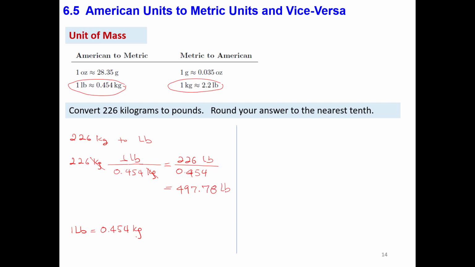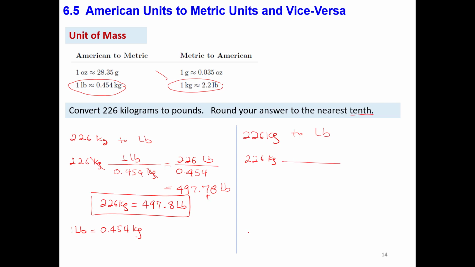497.79 pounds. When we want to round to the nearest tenth, then we have 226 kilograms equal to, and we need to round this place, so it's 497.8 pounds. We need to round up. Now let's try the other one, this one. And we have 226 kilograms to pounds.